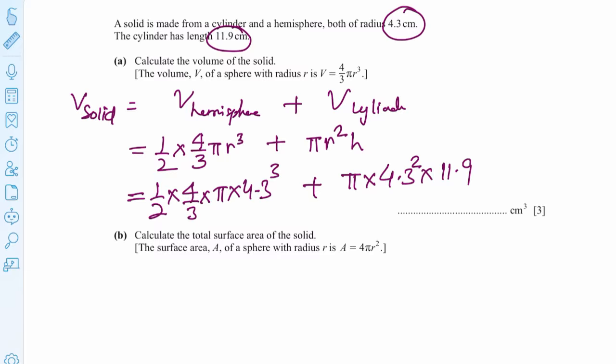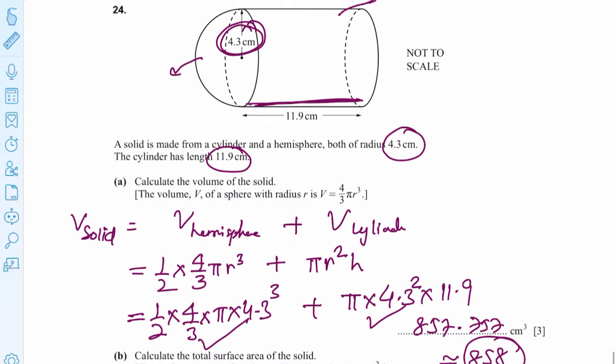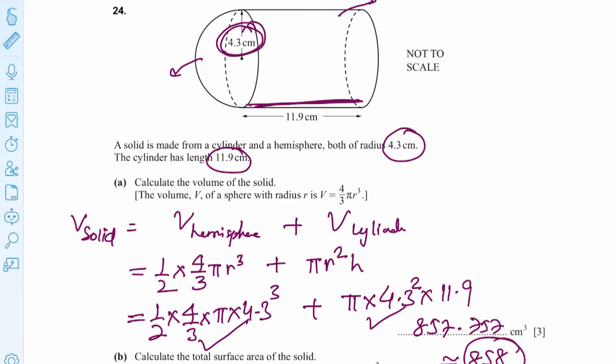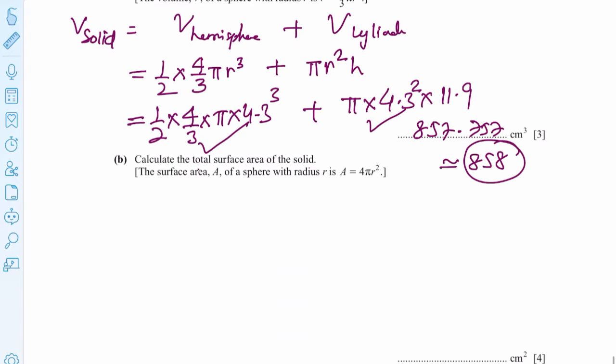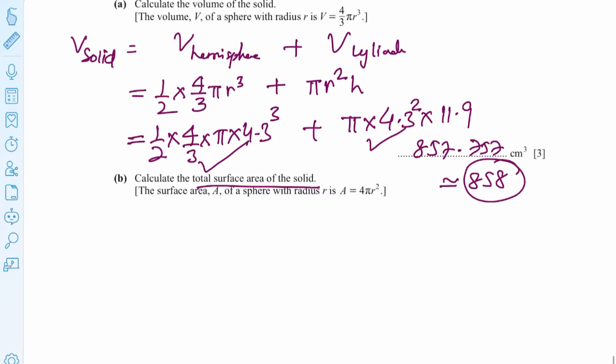So when you type this value in the calculator, these two values, and when you add it, you will get 757, which is nearly equals to 858 centimeter cube. Got it? This is a formula based question. Okay, next question is calculate the surface area of a solid.